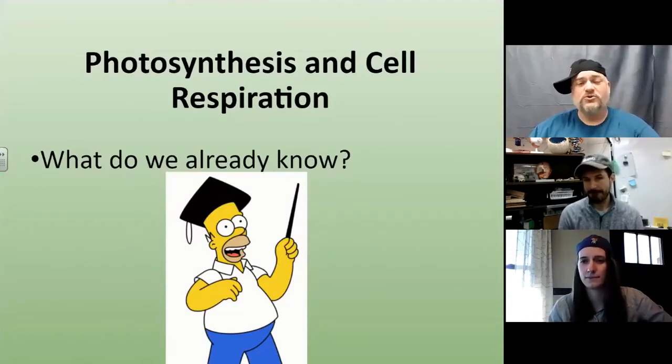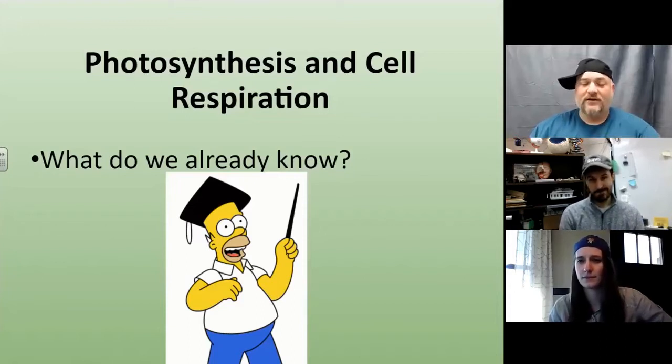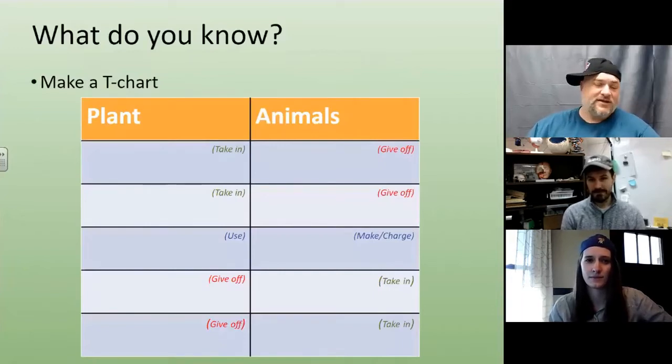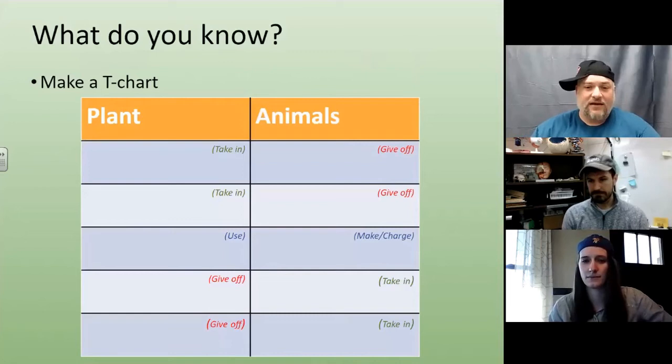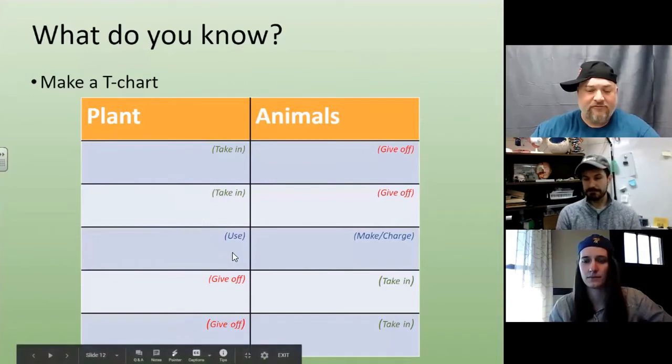I have a feeling most of you know the equation for photosynthesis already. You may not realize it, but you know it. Let's see. What I'd like you guys to do is, when I'm done talking here in just a second, pause the video and make this T-chart somewhere in your notebook, okay? Plants on one side, animals on the other, 2 things the plants take in, 2 things they give off, and something they use. Okay, same thing on the other side, we're just kind of flipping it upside down.